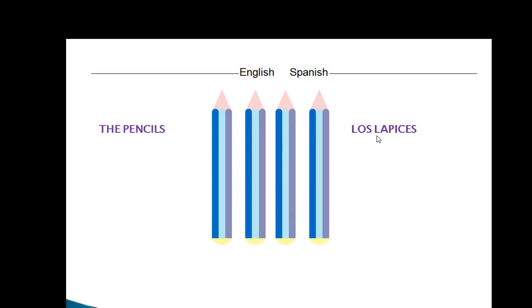So los lápices, las voces, they are the rule breakers and they follow the same pattern where, when we are talking about multiple objects, Z is replaced by the letter C. Say, okay, lápices, voces.